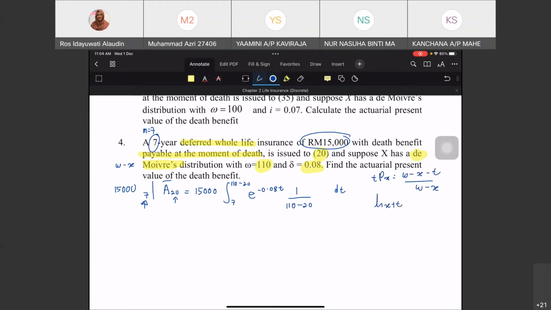Mu x plus t is equal to 1 over omega minus x minus t. That's why when we multiply tPx by mu x plus t, we can cancel this out. And what is left? Only 1 over omega minus x. Now you can solve this problem.